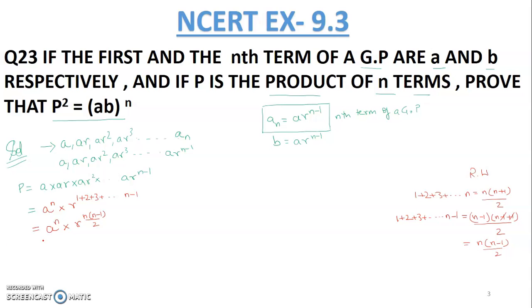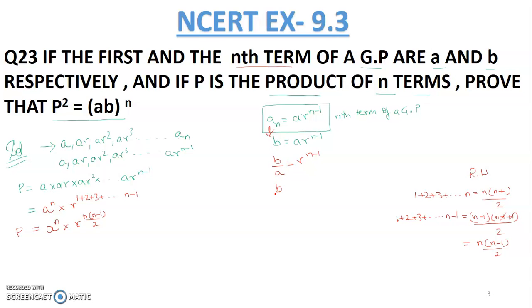Alright, till here it is clear. This is product P. Now see another thing, it is given that the nth term of a GP is given to us as b. So I'm writing here an as, now I will write b is equal to a r raised to the power n minus 1. So b upon a is equal to r raised to the power n minus 1. This a in multiplication, here it will be in division.